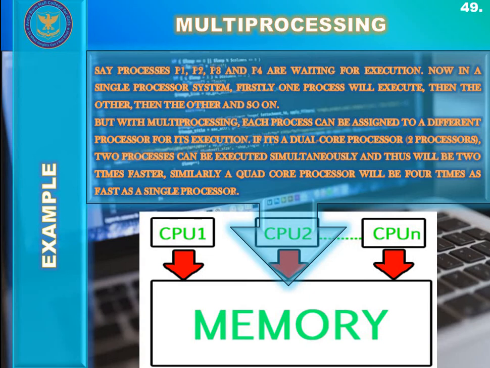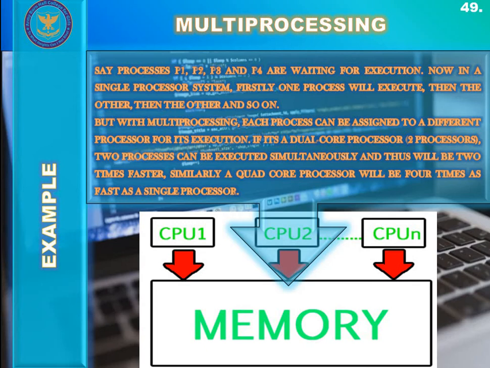Now in a single processor system, what would happen is that a single CPU would execute all 4 processes one by one. I'm talking about a system which has only a single CPU. So if a system has a single CPU, it would first execute process 1, afterwards process 2, then process 3, and after process 3 it would execute process 4.